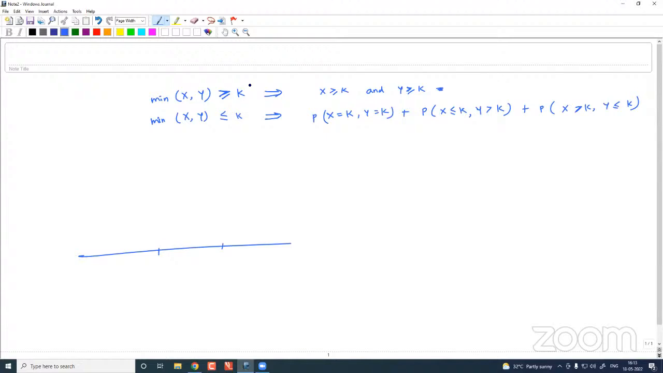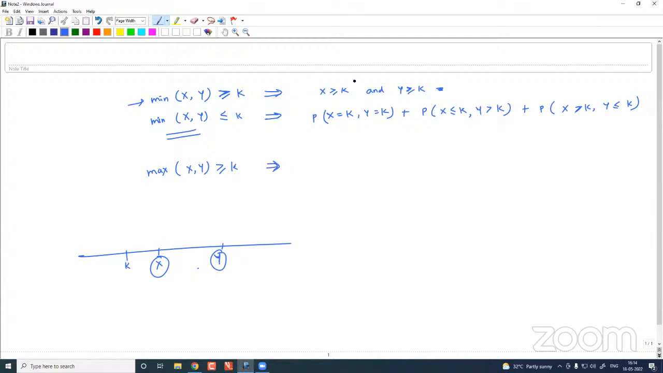So this k is some value, right? If this is less than the minimum of x and y, that means what? Whether the minimum of x, y is here, k will always be on this side. So we can safely write that if x is greater than or equal to k and y is greater than or equal to k, if these 2 conditions are satisfied, then this is true, right? But for this case, it is not possible, right? Correct.